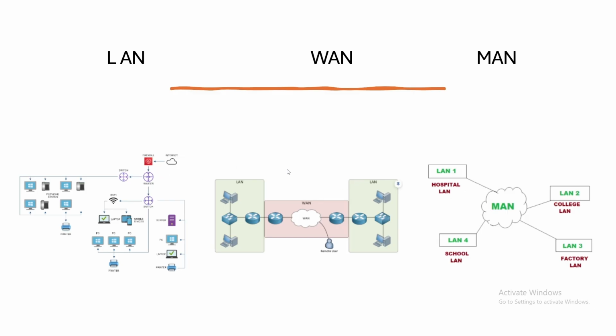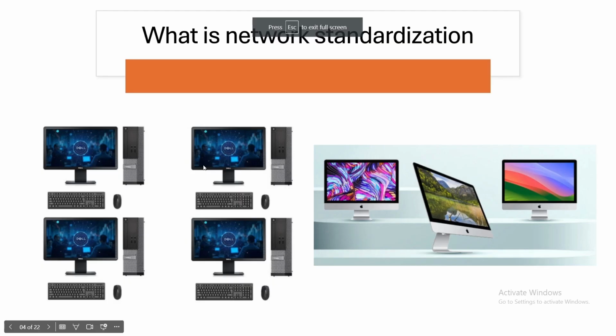Coming to the WAN, let's say we have an office headquarters in Boston and a branch office in Chicago. To connect those two offices securely, we use WAN. The WAN connects LANs across cities or across countries as well. And then MAN.